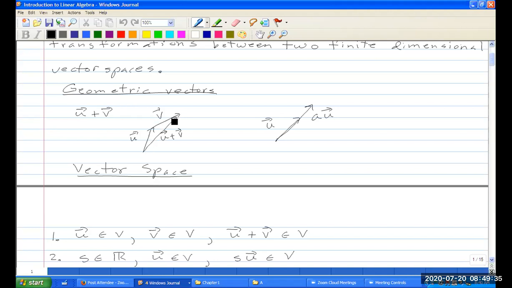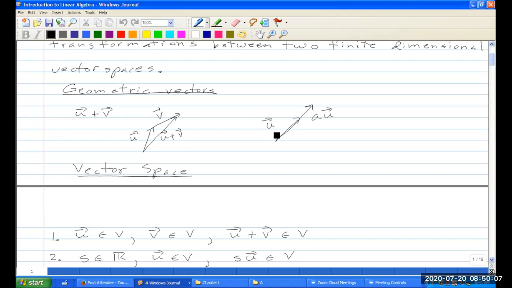Okay, so what can I do with vectors? Well, I can add two vectors by just taking one vector and then taking the other vector and moving it so that the initial point for this other vector starts at the terminal point for the other vector. Then, if I start at the initial point for u and end at the terminal point for v, this new vector is u plus v.